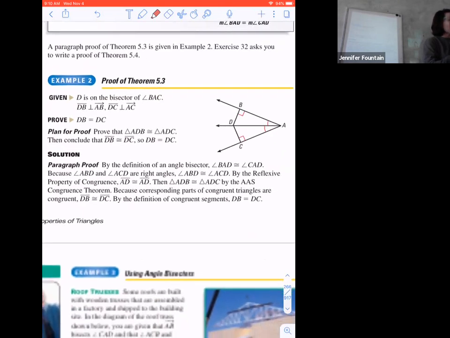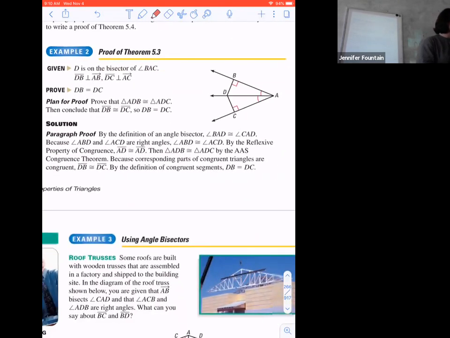So let's go ahead and look at example 2. They have told me that D is on the bisector of angle BAC. So I can see angle BAC, that's my big angle. Because of that, I know that my interior angles have been cut in half, so they are congruent. I know that the distance from D to B is going to be the same as D to C.